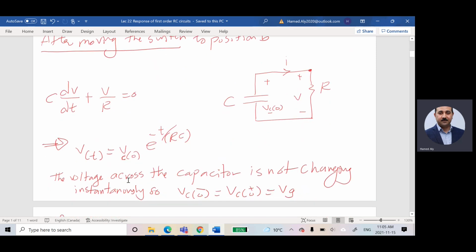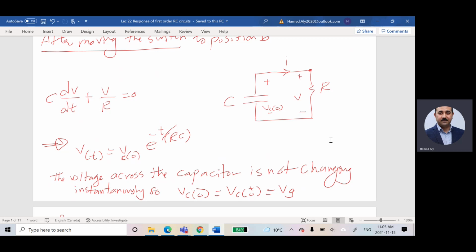At the end, you will reach this equation, which is saying V of t, V at any time t, is equal to V of 0 multiplied by e to the power negative t over RC. Again, for this circuit, how many C did I use? I used only one capacitor. How many resistors did I use? I used only one resistor.